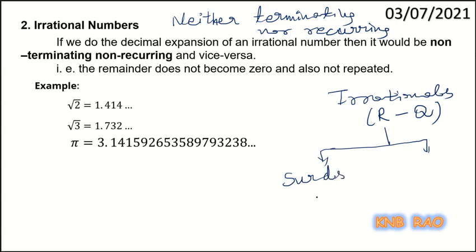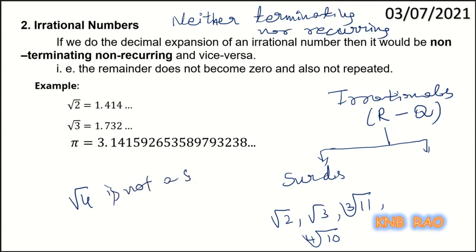Surds. An example for surds is root 2, root 3, and cube root of 11. You will come to know all this. Cube roots we have already learnt, that is why I said. Even we can take the fourth root of 10, you will come to know such things. These are called surds. Remember, root 4 is not a surd.